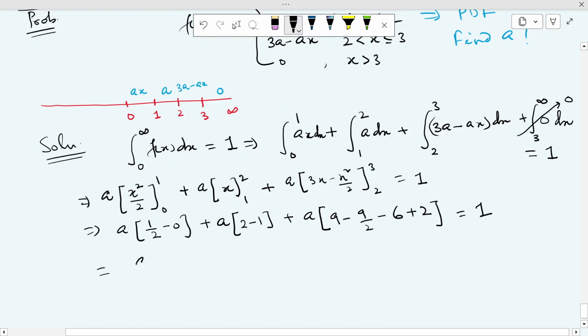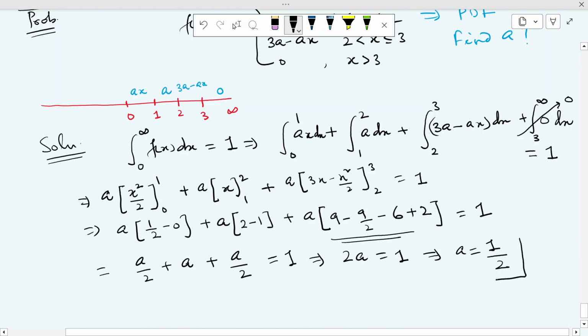So from here you will obtain a by 2 plus a, and here you can see that it is coming out as a by 2, because when you add and subtract these numbers, you will get 1 by 2, so 1 by 2 into a is a by 2, and this is 1. So from here you will obtain 2a is equals to 1, and from this you can easily obtain the value of a as 1 by 2.